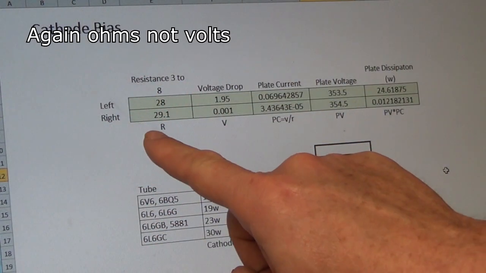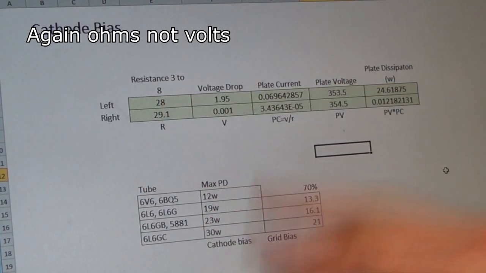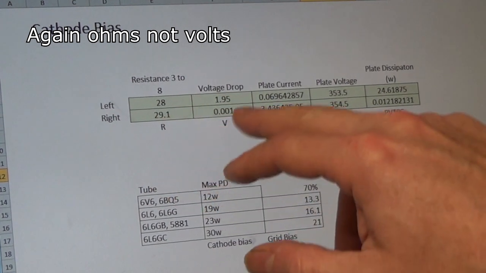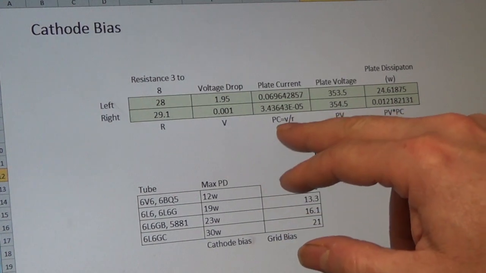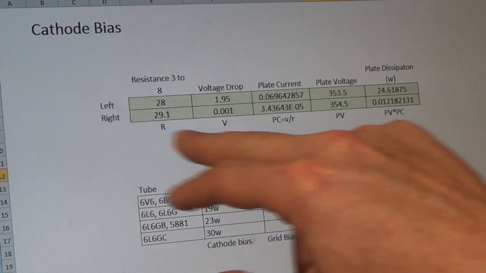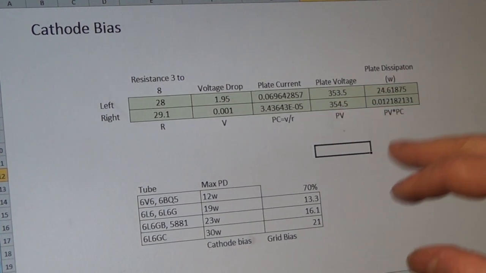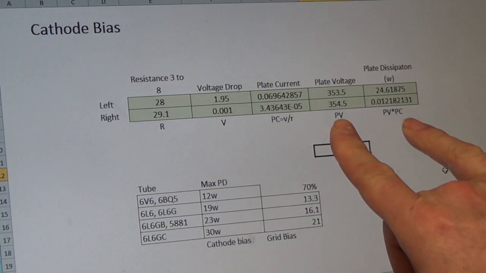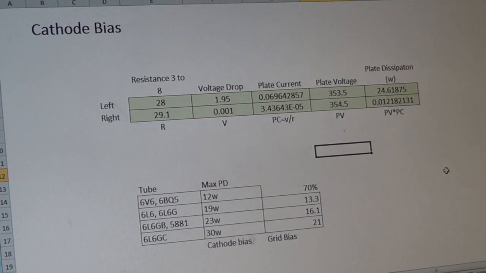So I put together this spreadsheet, and here we can see the tube on the left has 28 ohms between the transformer center tap, which goes to B plus, and the plate. The other one's 29.1. Voltage drop across those when the amp's running: 1.95, 0.001. Then we figure out the plate current by dividing V by R. That gives us these values. And then we get the plate voltage, and that gives us, for plate dissipation, or watts, the plate voltage times the plate current. And here we have 24 watts and no watts at all there. And so I think there's a bad tube.